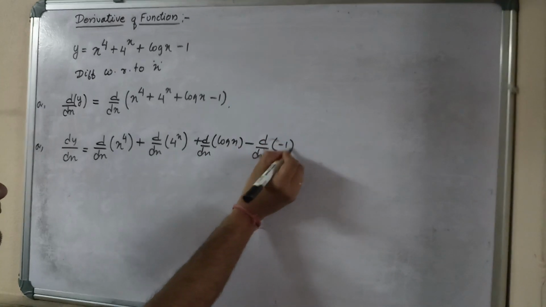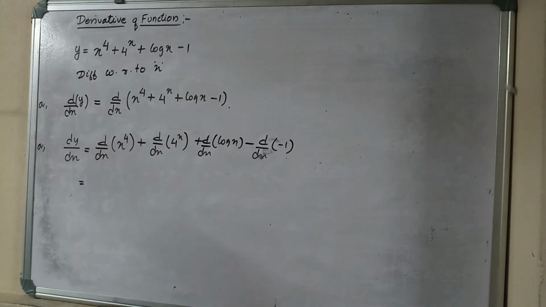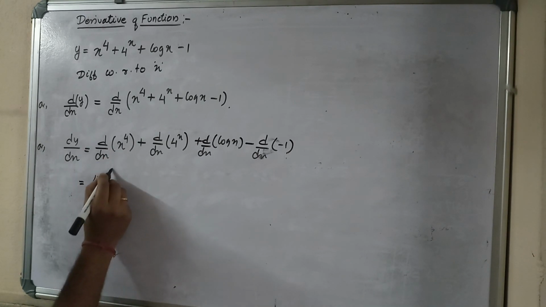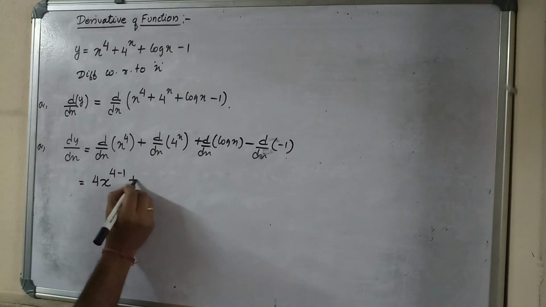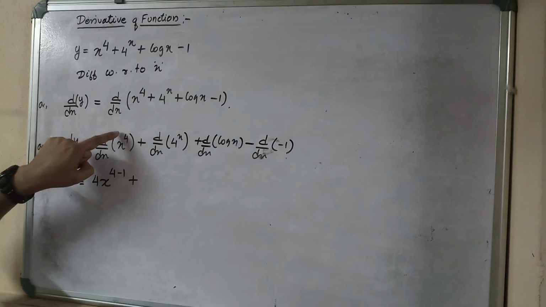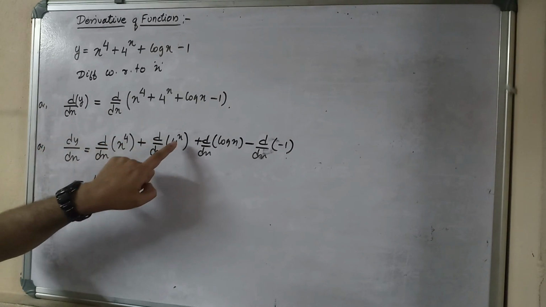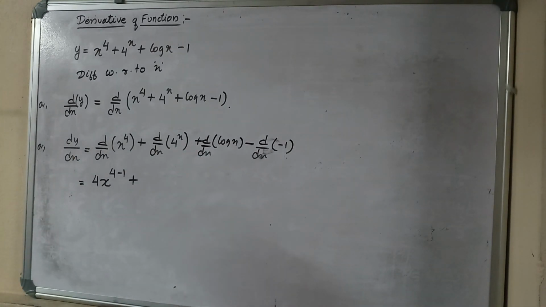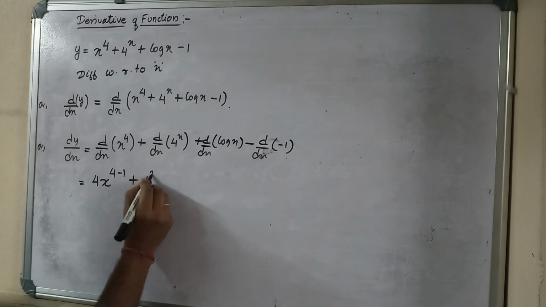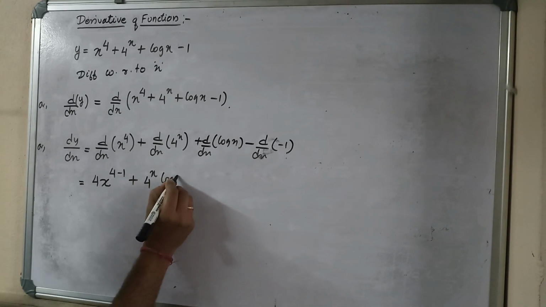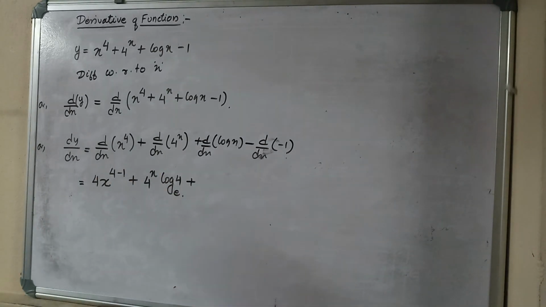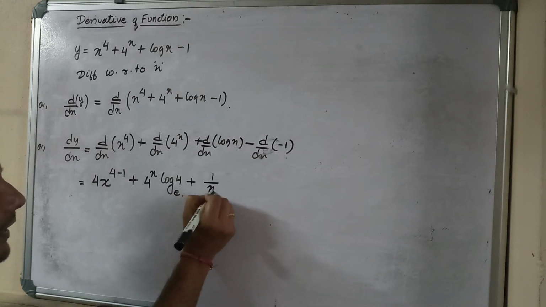dy/dx of 1. So here, for x to the power 4 we'll use the first formula, x to the power n, where n is 4. What was the formula? The x to the power n formula is n x to the power n minus 1. This is variable to the power constant. Next is constant to the power variable, that means 4 to the power x, so we'll use the a to the power x formula. The a to the power x formula is given by a to the power x log a to the base e. In this case, a is 4. Plus, it's a direct formula, the derivative of log x is 1 by x.